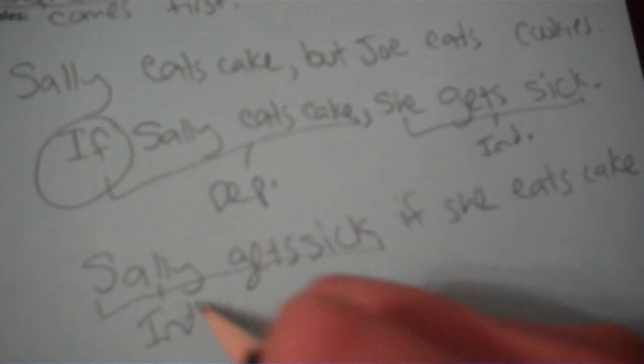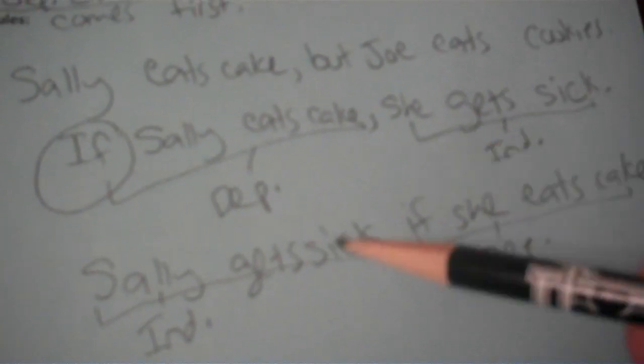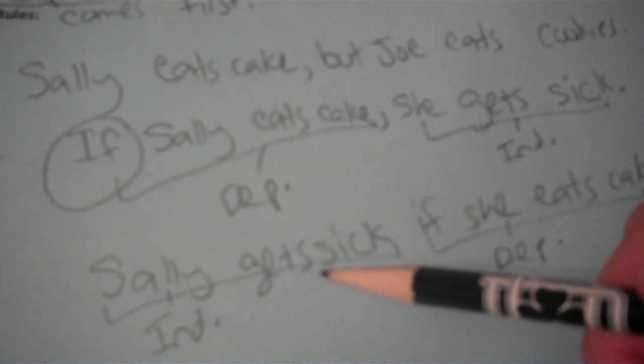So this is my independent clause and this is my dependent clause. So when your independent clause comes first, you don't need a comma.